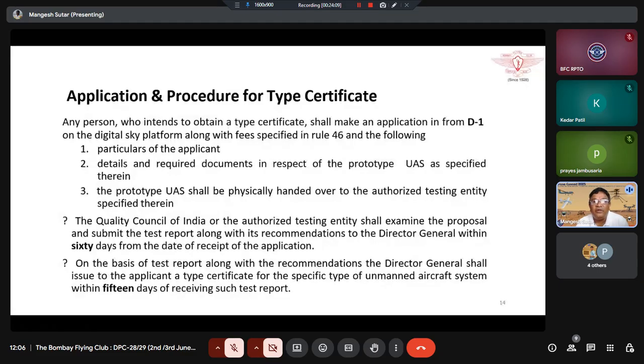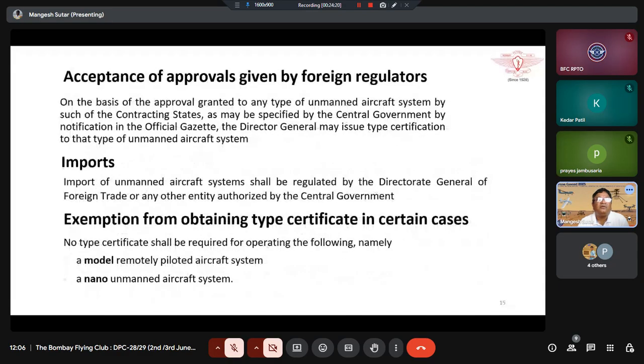So roughly it takes 75 days for your drone to get type certified once you make an application on the Digital Sky platform. Okay. So, acceptance and approval given for foreign regulators. Under the type certification, foreign regulators can also apply for type certification. For example, Adani along with an Israeli company are working to get their drone type certified. But they are working on 2 types of drone.